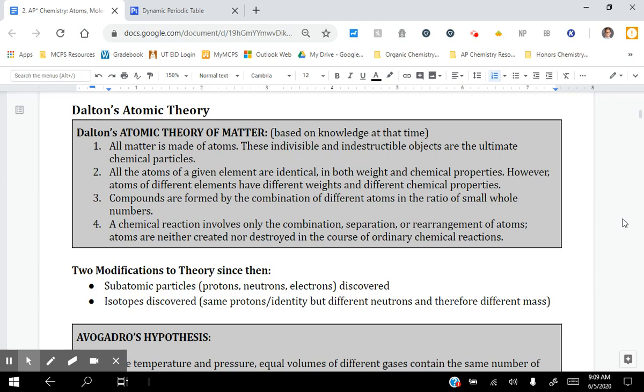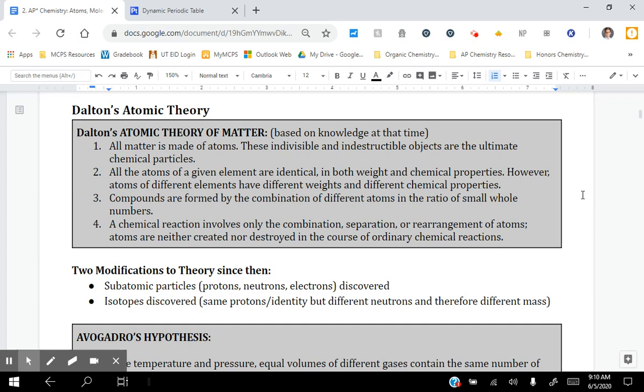All the atoms of a given element are identical in both weight and chemical properties. However, atoms of different elements have different weights and different chemical properties. This second postulate is mostly true, but you have to keep in mind now that we know about isotopes, which are things that have the same protons but different number of neutrons and therefore different mass. They have the same identity, but they're slightly different in mass, and as a result, when we take the average of all of the isotopes, we come up with the average atomic mass. So number 2 is roughly true, but we'll have to keep in mind average atomic mass, which we'll talk about more in our next lessons.